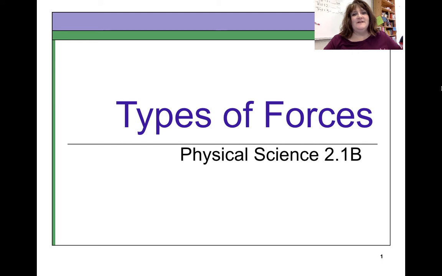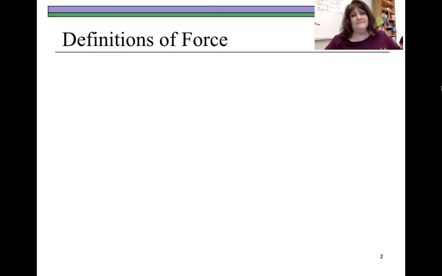Hi, welcome to Physical Science 2.1b. 2.1b is after we've done 2.1a, which was broom ball in the hall. So let's define some of those forces that I've already asked you about.